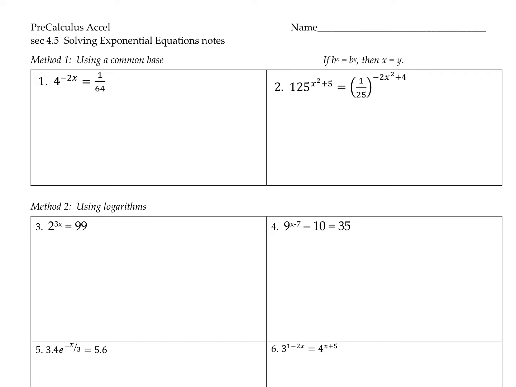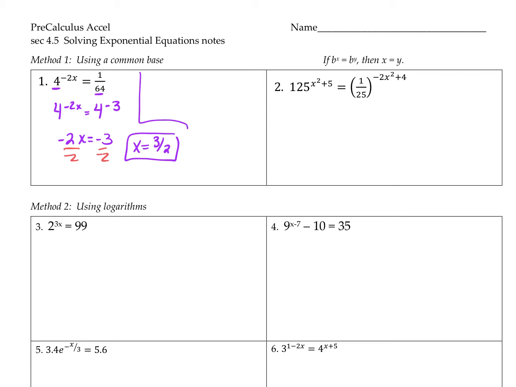So if I'm going to get a common base in number 1, what I want to do is change both of my bases to be the same. So I already have a base of 4 here, and then I want to think, can I change 64 to have a common base of 4? Well, we think 4 times 4 is 16. 16 times 4 would be 64. So I could leave this as 4 to the negative 2x, and I could change this as 4 to the negative third. Since my bases are the same, then I can set my exponents equal to each other and solve, and I would get that x is positive 3 halves.